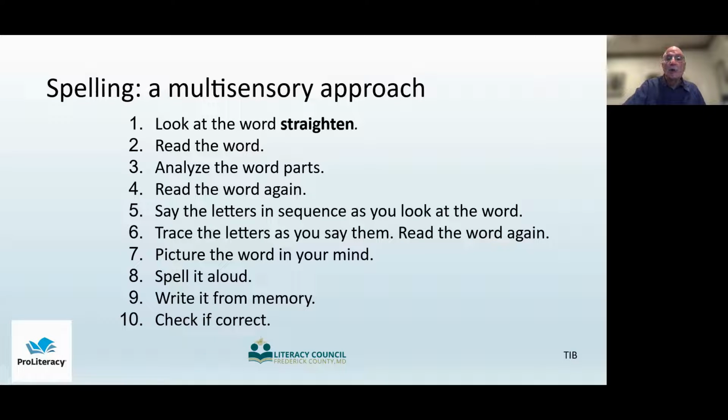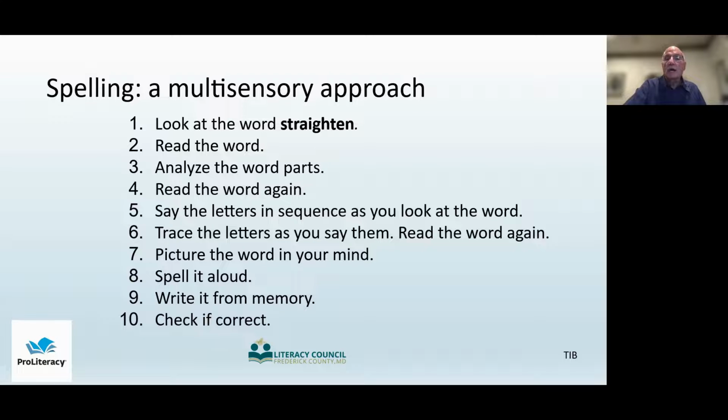Straten. Are there parts that look unusual? Which ones? AIGH or GHT? Are there special parts like prefixes or suffixes? EN. Now, read the word aloud again. As you look at the word, say the letters from left to right. Now trace the letters with your finger on paper as you say them again, and then read the word again.